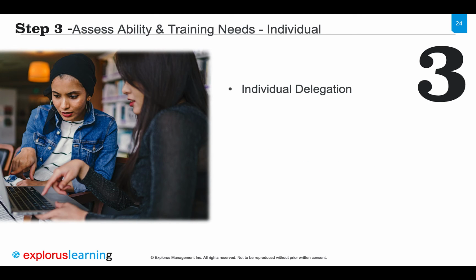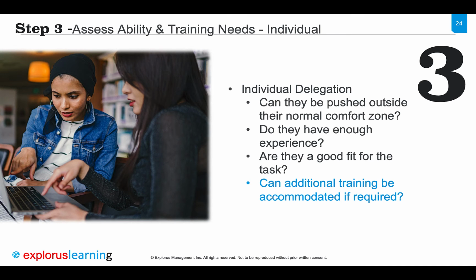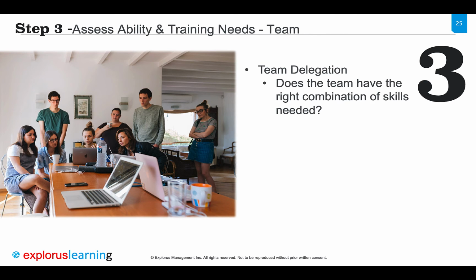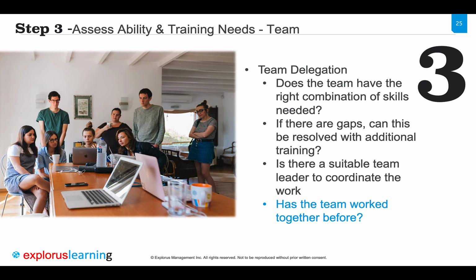Step 3, accessibility and training needs for individuals. So for an individual delegation, can they be pushed outside their normal comfort zone? Do they have enough experience to do the work? Are they a good fit for the task? Can additional training be accommodated if it's required? For team delegation, does the team have the right combination of skills? If there are gaps, can this be resolved with additional training? Is there someone suitable on the team to lead and coordinate the work? Has a team worked together before?